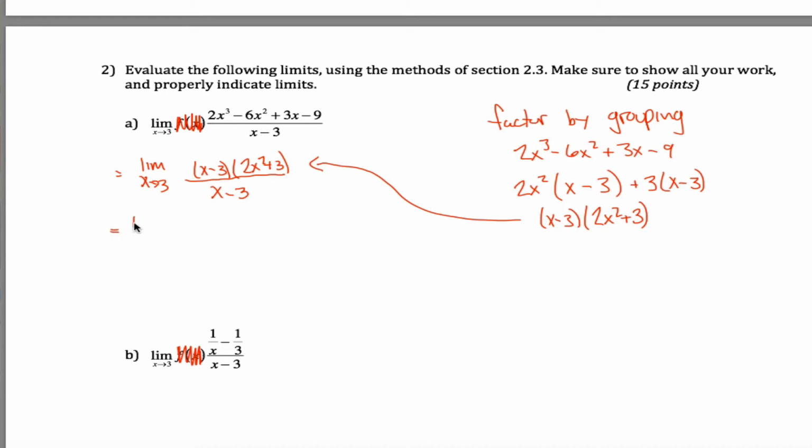So I can now cancel out this x minus 3 and this x minus 3 to get to this limit. This limit up here is the same as the limit as x approaches 3 of 2x squared plus 3. A little bit careful here. This is not the same as this. They're only the same if you have these limits written right here. So it's important that you tack these limits on in here, something that often gets missed.